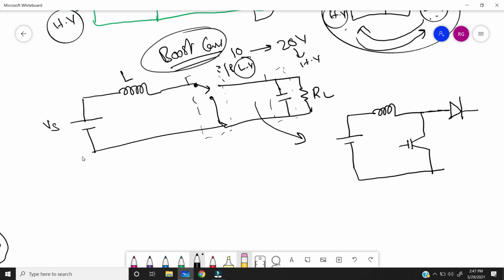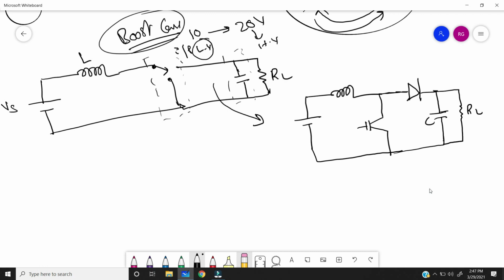I am converting these to one simple capacitor, and then giving it to the load RL. RL, this is C, this is L, this is the source input, this is switch S, and this is diode D. This is the complete circuit of our boost converter.